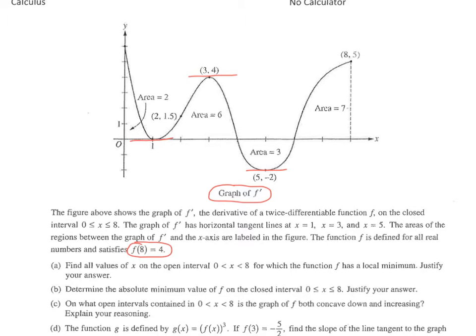So for part A, we're being asked to find all values of x for which our function has a local minimum. So we know f has a local minimum if f prime changes from negative to positive. And that's happening right here. f prime changes from negative to positive, which means that f changes from decreasing to increasing. So we have a local minimum at x equals 6.